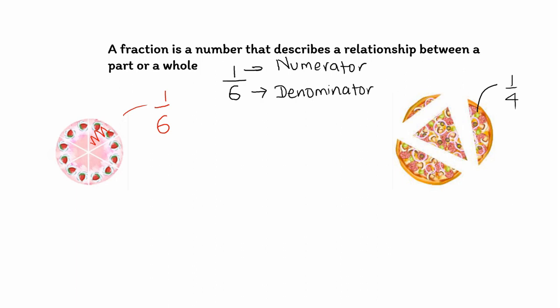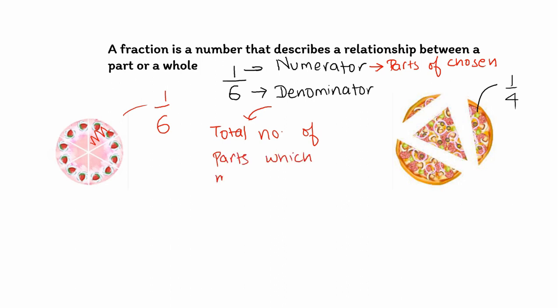Right, so we call this 6 the denominator, we call this 1 the numerator. What it means is that the numerator tells us the parts I have chosen, and the denominator tells us the total number of parts which my whole is made of. Okay, this thing is very important, right? This thing is very important.